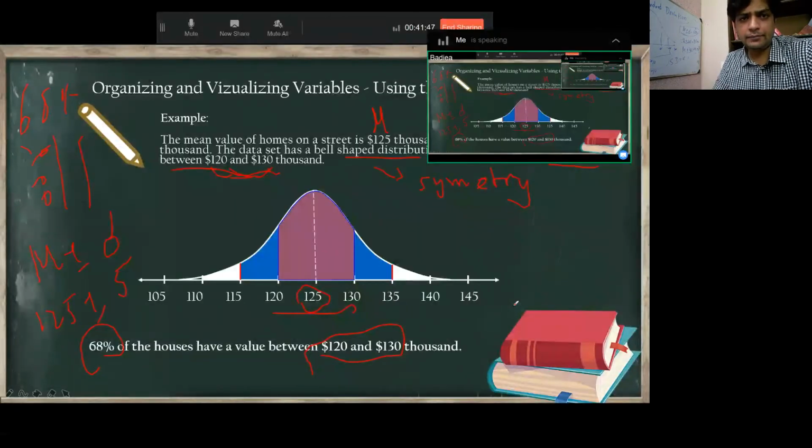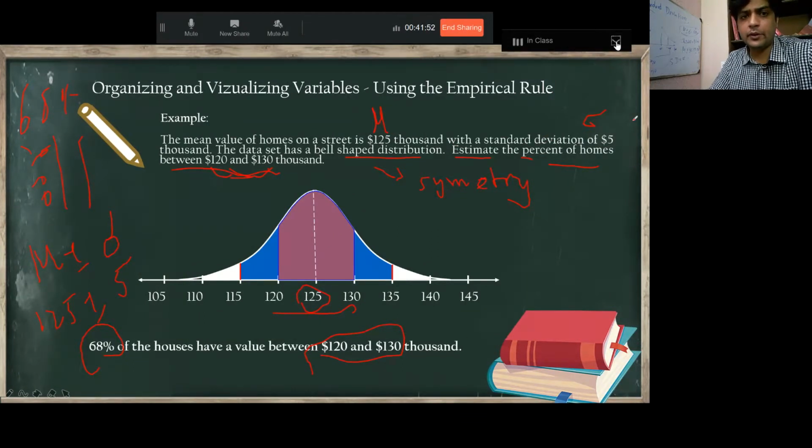Now let's take another example. This example you understood, right? So you can practice it at home.